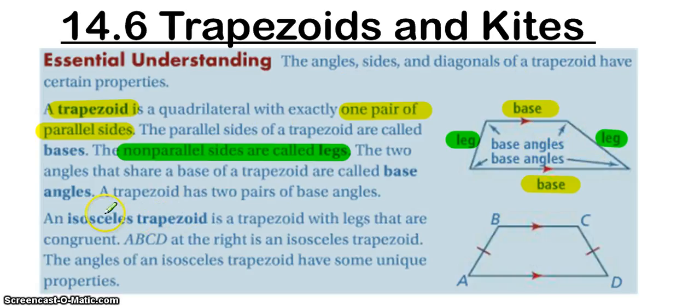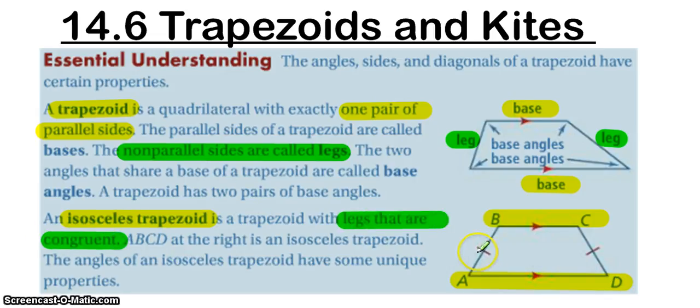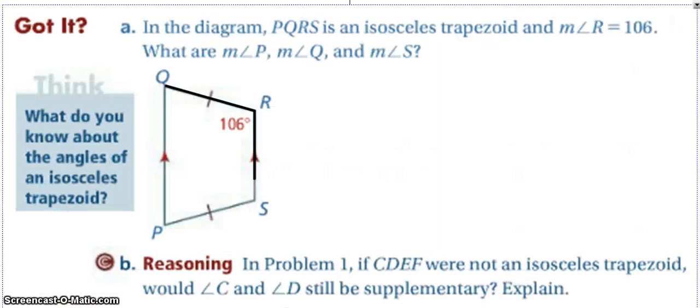And then an isosceles trapezoid is a trapezoid with legs that are congruent. So again, these bases here, BC and AD, are parallel, but then we have legs that are congruent. Our leg here is congruent and our leg here is congruent. All right, so when we look at our Got It, which please make sure you've worked through the Pearson module to make it to here, our Think question asks us, what do we know about the angles of an isosceles trapezoid? So here we have an isosceles trapezoid because I have these legs that are congruent.